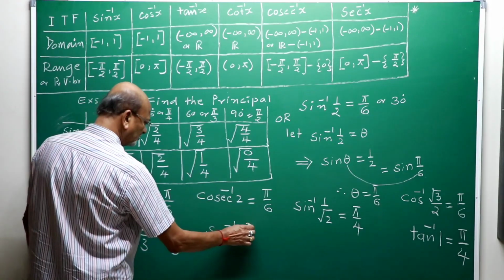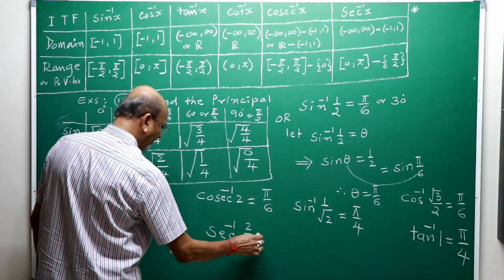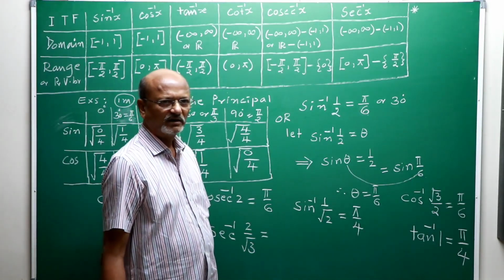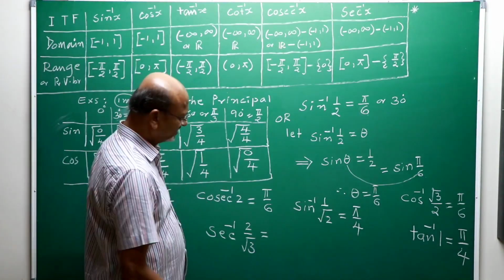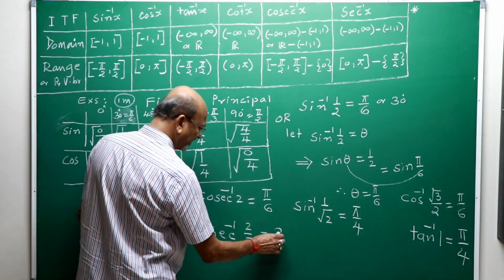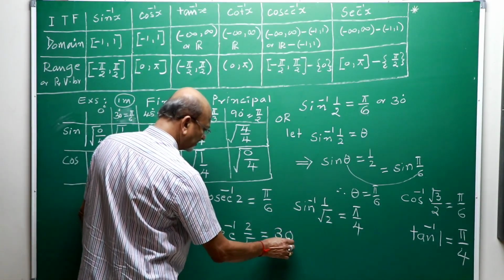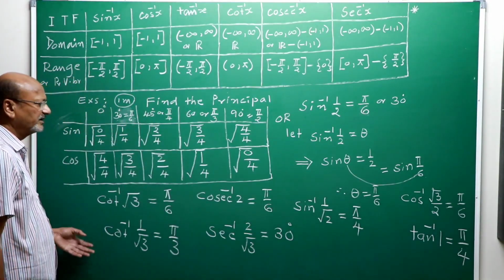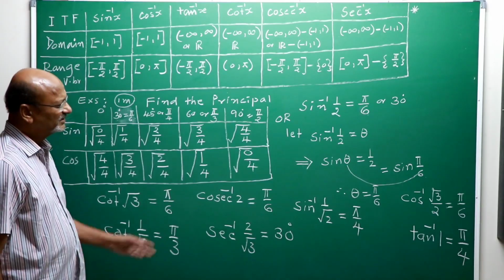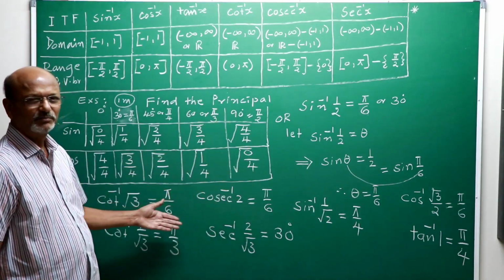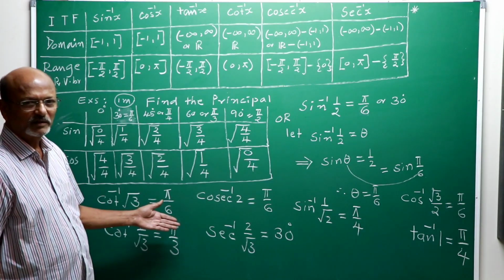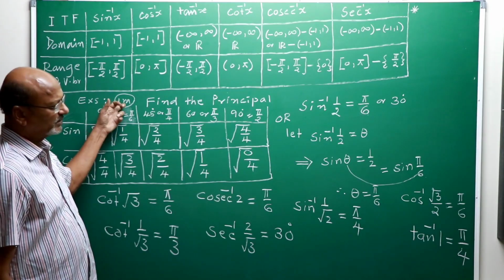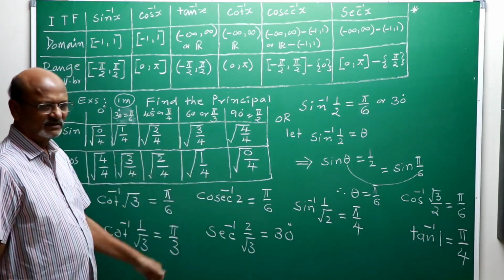Sec inverse 2 by root 3. What is cos 30? Root 3 by 2. Reciprocal is 2 by root 3. Then what is the corresponding angle? You may write in terms of radians, otherwise in terms of degrees. This is another set of very simple examples. These examples, my friends, you can see in the question paper under 1 mark questions. See friends, this is the second type.